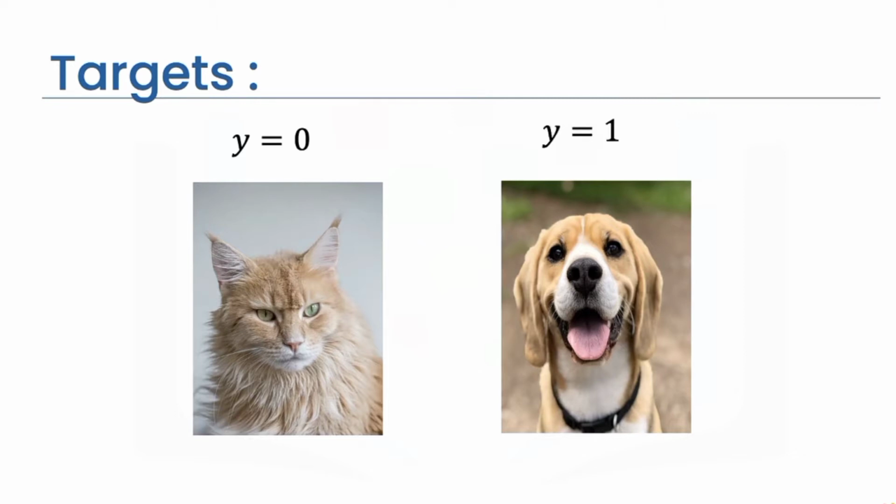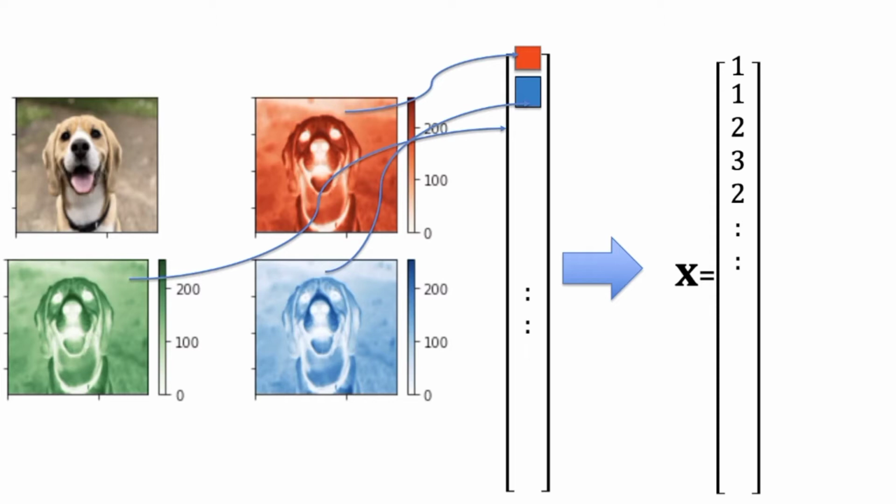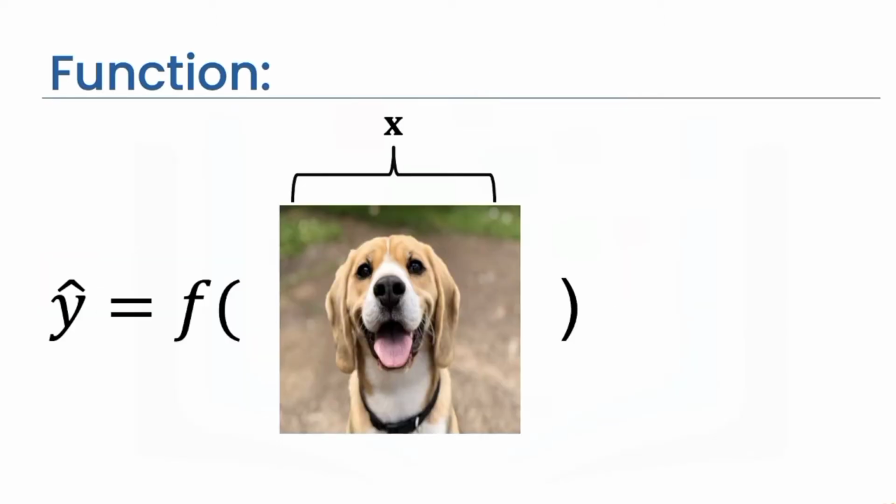y equals 0 for cat, y equals 1 for dog. We will concatenate the three-channel images to a vector, or you can do the same for grayscale images. In this video, we will show you how a simple function can take an image as an input and output the image class using simple algebra.